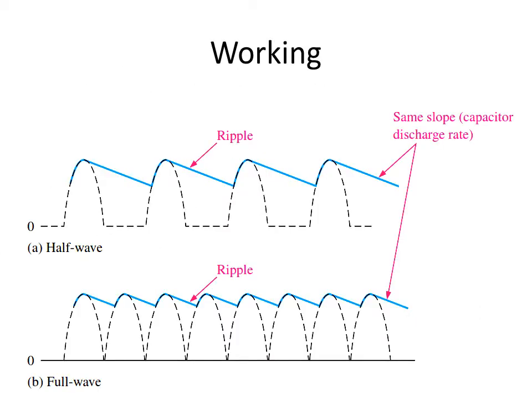In this diagram, I am trying to explain the working of a shunt capacitor filter. You can see two graphs. The upper one is the output of the half wave rectifier, which is shown in dotted lines, and the output of the half wave rectifier when it is coming after the filter circuit is shown in blue line, and the bottom is that of the full wave rectifier.